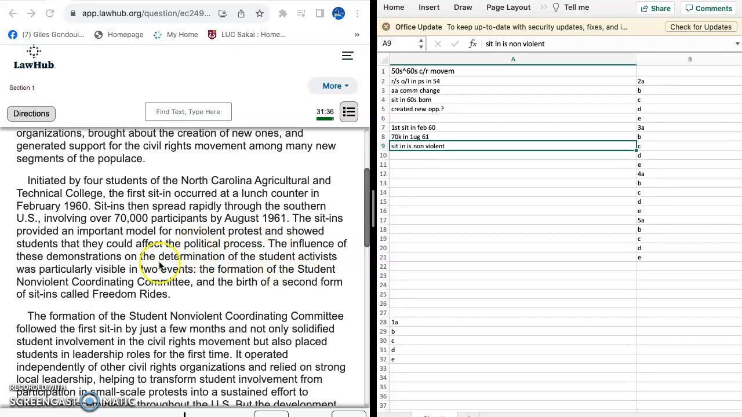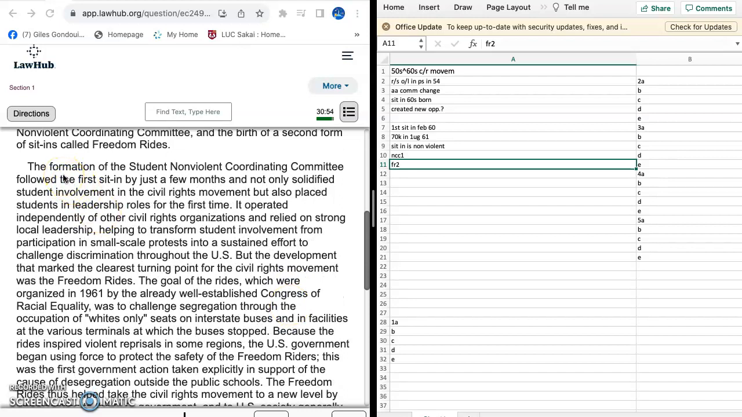The influence of these demonstrations on the determination of the students' activism was practically visible in two events. So, we're going to have 2. The formation of the Student Nonviolent Coordinating Committee, and the birth of a second form of sit-in called Freedom Riders. So right now I have 2. Quick recap of where we're at with the second paragraph. The first sit-in started in February 60. 70,000 people participated, and this affected the southern states. Sit-in is nonviolent, which formed two organizations, SNCC and Freedom Riders.